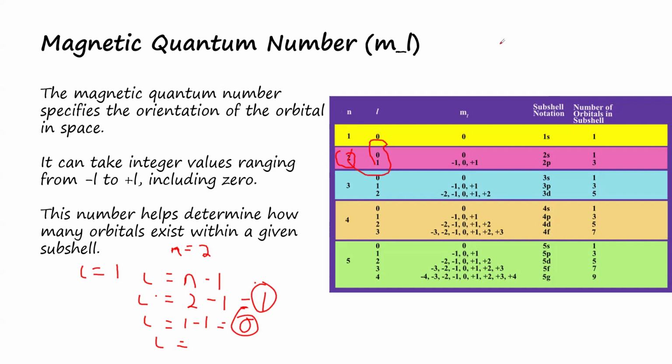But now the question is, when we have L equal to 1, what will be the M value? As we said, the magnetic quantum number M ranges from minus L, 0, to plus L. It means that when L is equal to 1, the value of M can be minus 1, 0, and plus 1.